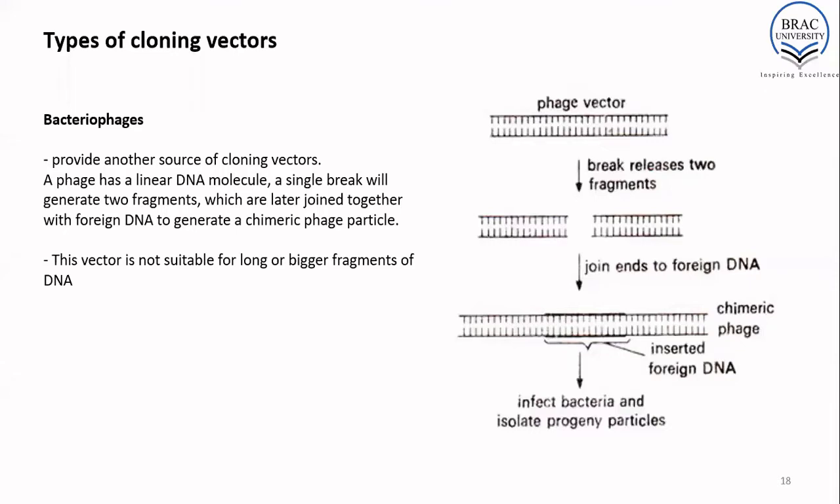So then, bacteriophages. Bacteriophages provide another source of cloning vectors. A phage has a linear DNA molecule. A single break will generate two fragments, which are later joined together with foreign DNA to generate a chimeric phage particle. In genetics, a chimera is an organism or a tissue that contains at least two different sets of DNA. This vector is not very suitable for long or bigger fragments of DNA, as they cannot be accommodated into the phage head.